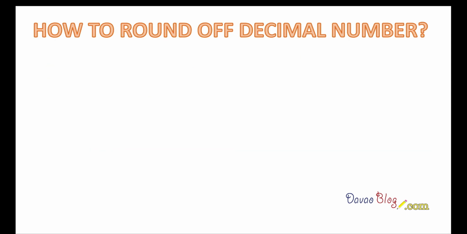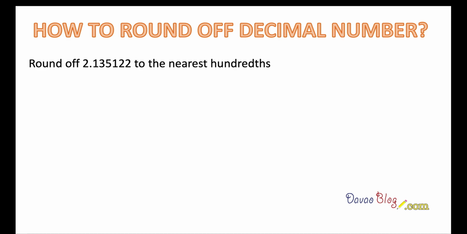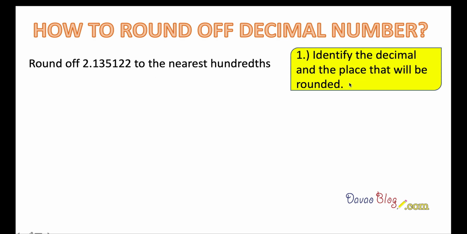Now, let's proceed with our topic. How to round off decimal numbers. So, we have an example here. Round off 2.135122 to the nearest hundredths. Now, let's discuss what are the rules in rounding off decimal numbers.